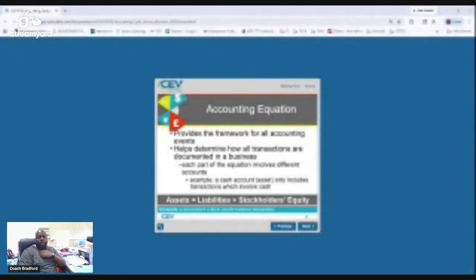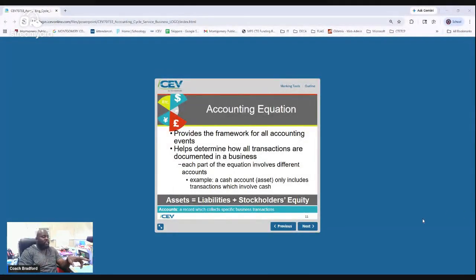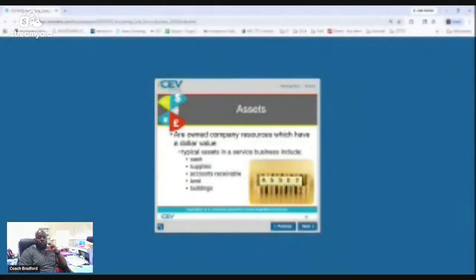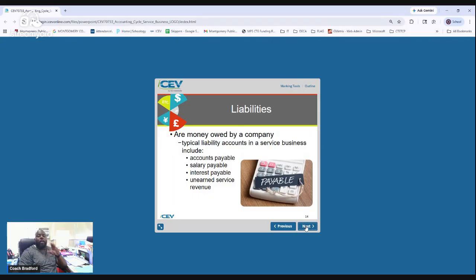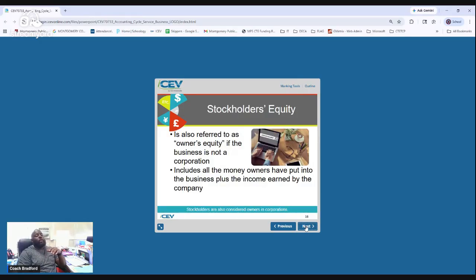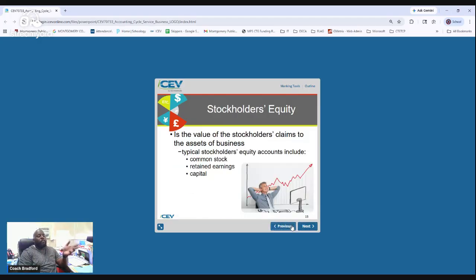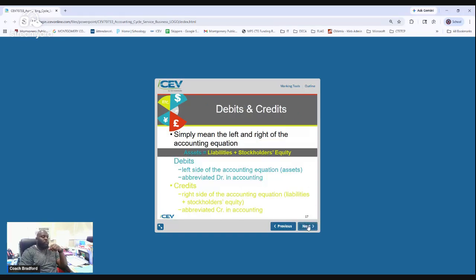And if you don't remember that, the accounting equation is the one that looks like this: assets equals liabilities plus stockholders' equity. Okay. So we talked about that. We discussed what an asset was, owned company resources, which have a dollar value. Then we went forward to show examples. We talked about liabilities, any money owed by a company, and then equity, which could be said in two ways: either stockholders' equity or owners' equity, which is the money that the owners themselves have put into the business. So money that's in the business that's not owed to anyone else, as it already has an owner. Okay.